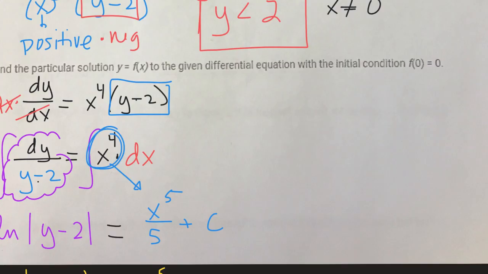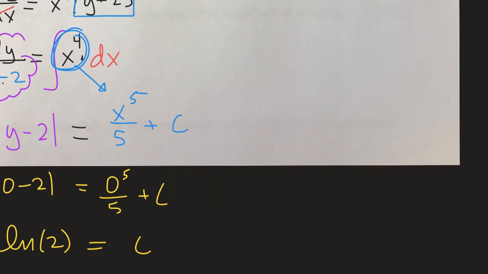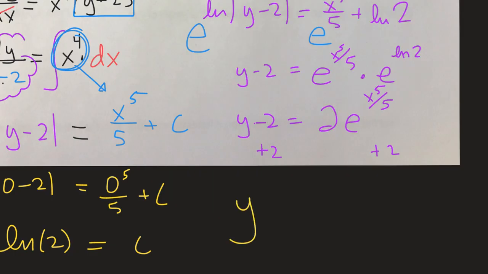This is our classic algebraic manipulation of our function. The e to the natural log of 2, well, that's just 2. So 2e to the x to the 5th over 5. Now when we add 2 to both sides, you can put it in front or behind. So y equals 2 plus 2e to the x to the 5th over 5. That's usually how you're going to see it, having 2 in front and this exponential thing after.